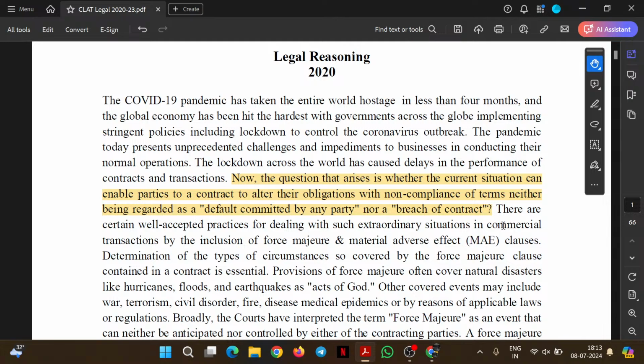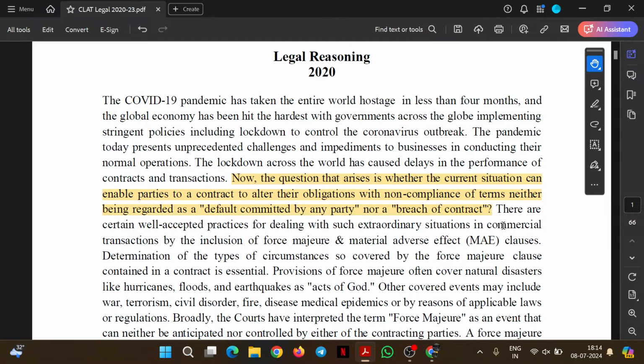The passage here goes on to say what will happen if in situations like those of COVID-19, parties chose to alter their obligations with non-compliance of terms, which basically means there were certain terms that were agreed upon by the parties, but now in the light of issues like COVID-19, which were unprecedented, something that was not predictable, can parties alter the obligations?